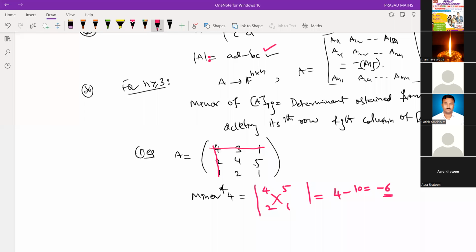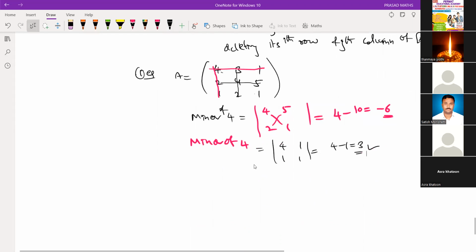Similarly, one can compute all the minors. Suppose you are looking for the minor of another entry 4. Discard this row and this column, leaving 4, 1, 1, 1. Therefore 4 minus 1 equals 3. This is what a minor is, right? Next is cofactor.